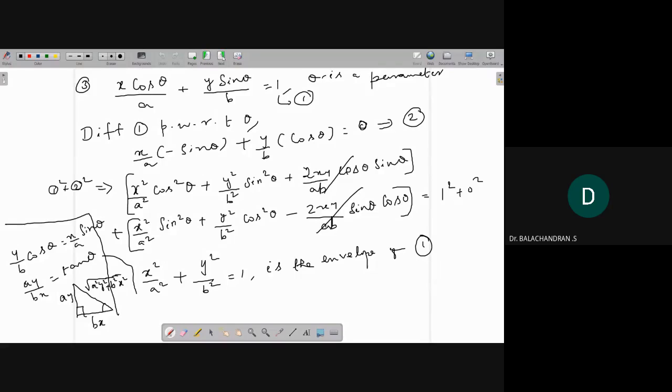Similarly, the final answer here is the ellipse. For x equal to a cos theta and y equal to b sin theta, a gets cancelled, so cos square theta, here b gets cancelled, sin square theta, so cos square theta plus sin square theta equal to 1. So you got the equation of the ellipse.